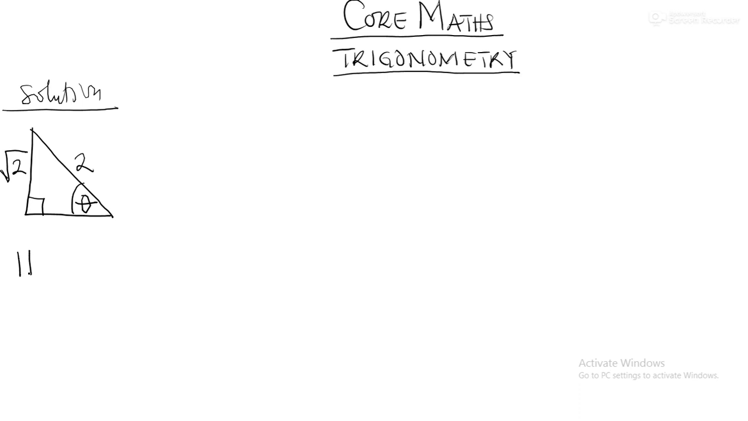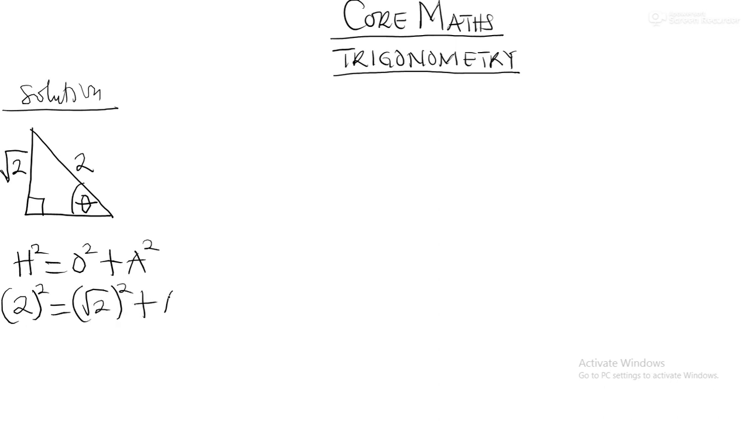So from h squared is equal to o squared plus a squared, that's the Pythagoras theorem, we are going to have 2 squared is equal to root 2 squared plus a squared. So this one will give us 2 squared minus root 2 squared equals a squared.